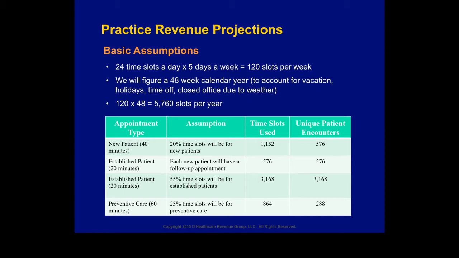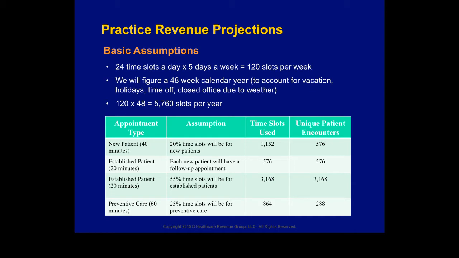If I calculate a 48-week calendar year, not a 52, because I have to account for vacation and holidays and time off, and the office is closed due to weather and all these other reasons. So let's just pull a whole month off the calendar books and look at a 48-week calendar year. So 120 slots a week times 48 weeks is 5,760 slots per year. Based on those assumptions, there are no Saturdays, no Sundays, no evenings. These are the assumptions we're looking at. I've got 5,760 slots per year.